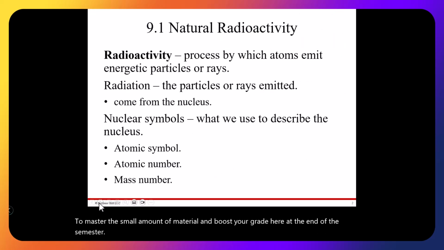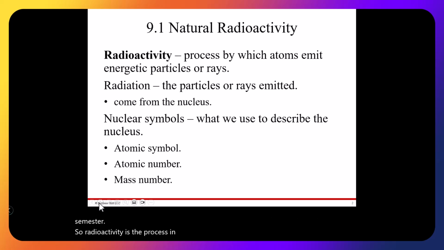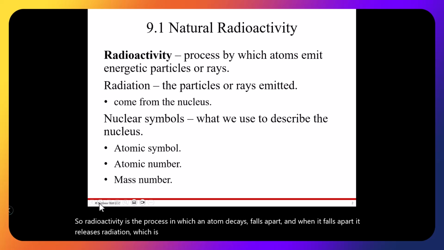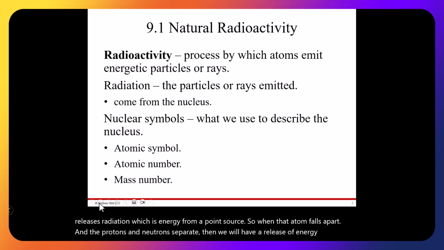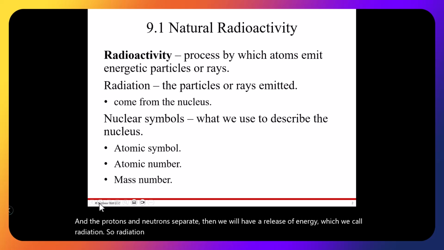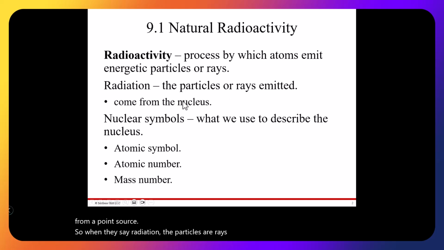So radioactivity is the process in which an atom decays, falls apart, and when it falls apart, it releases radiation, which is energy from a point source. So when that atom falls apart, and the protons and neutrons separate, then we will have a release of energy, which we call radiation. So let's define what radiation is. It just means energy from a point source. So when they say radiation, the particles or rays emitted come from the nucleus. That is the point source.